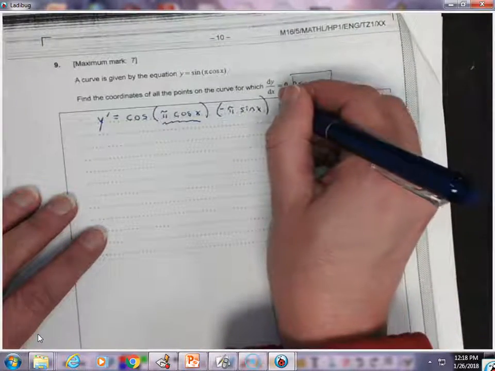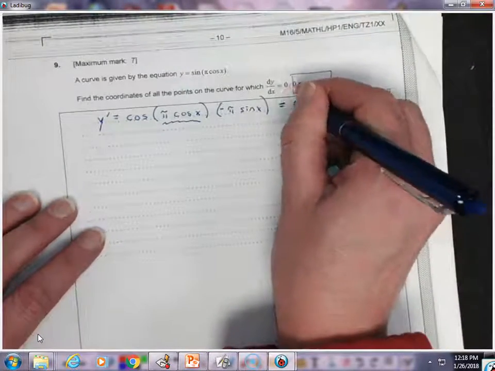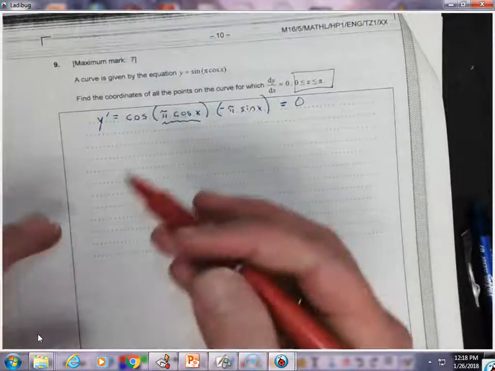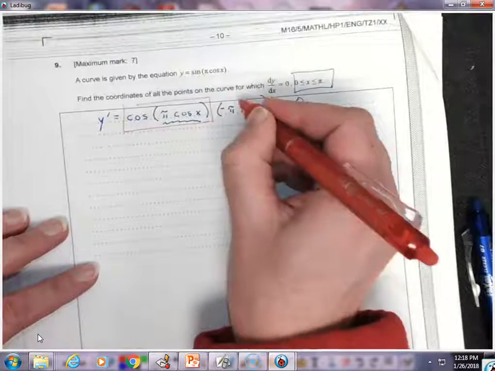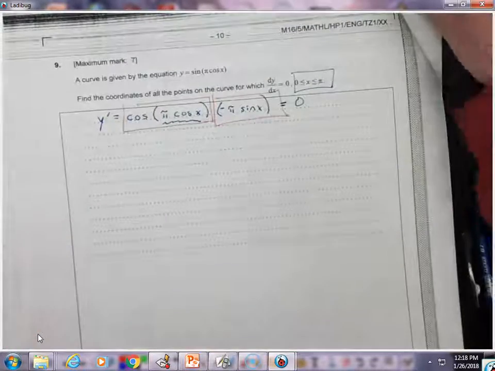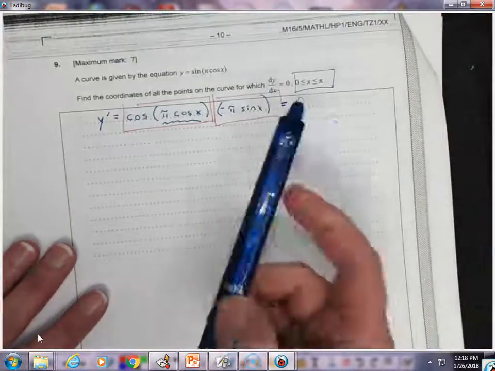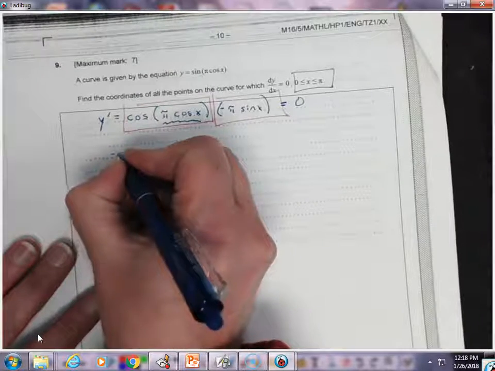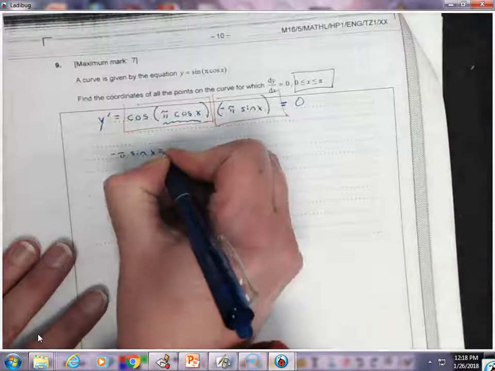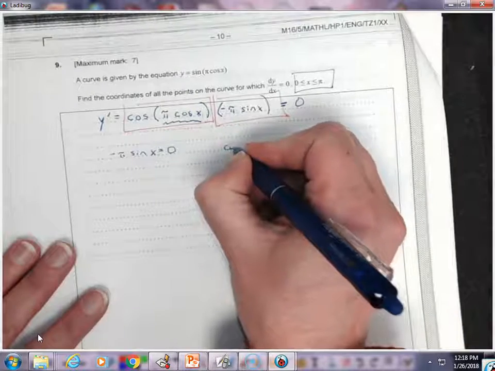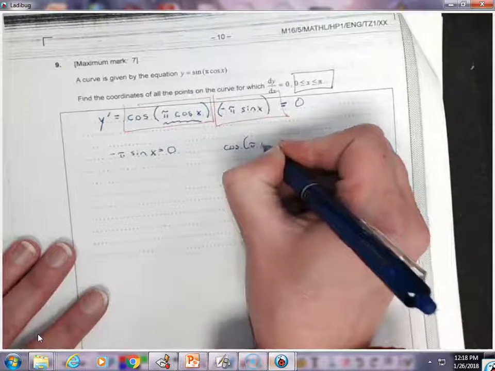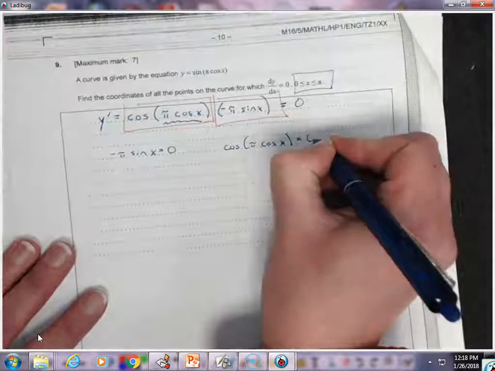And we want to find out where that equals 0. So basically it's already factored for us. We have two things multiplied together to give you 0. So one or the other of those has to equal 0. Okay, so I'm going to say either negative pi sine x equals 0, put the easy one on this side, or cosine of pi cosine x equals 0.